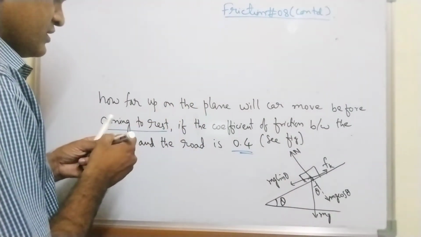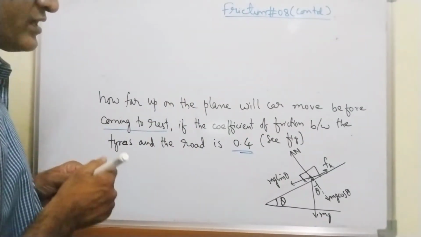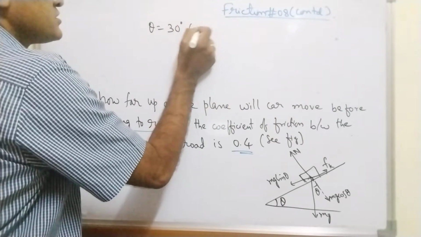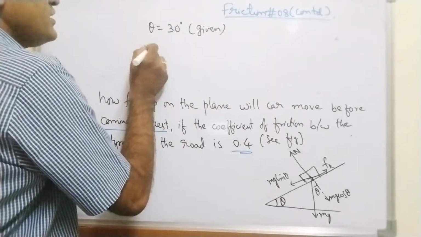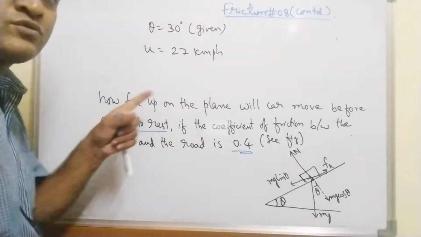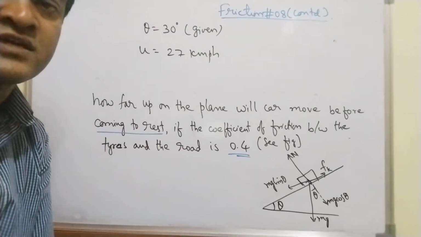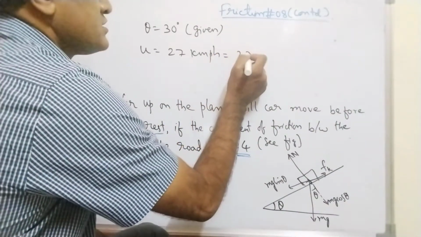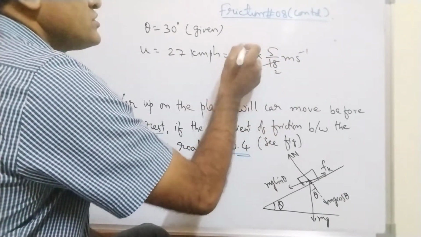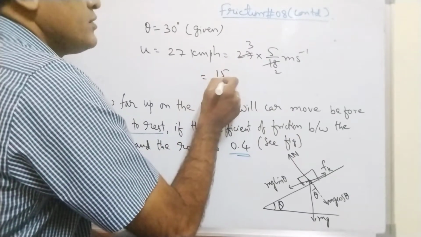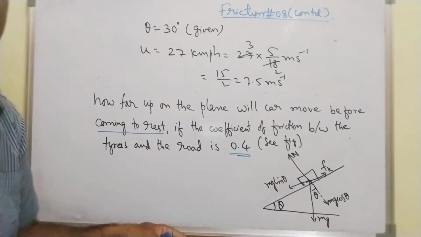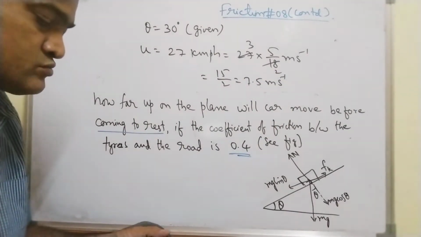What is the angle given? Not angle of friction, angle of inclination. Theta is given as 30 degrees. Initial velocity is given as 27 km per hour. You have to convert this kilometer per hour into meters per second. So 27 into 5 upon 18 meter per second, which comes out to be 7.5 meter per second. This is the initial velocity with which the car is moving.